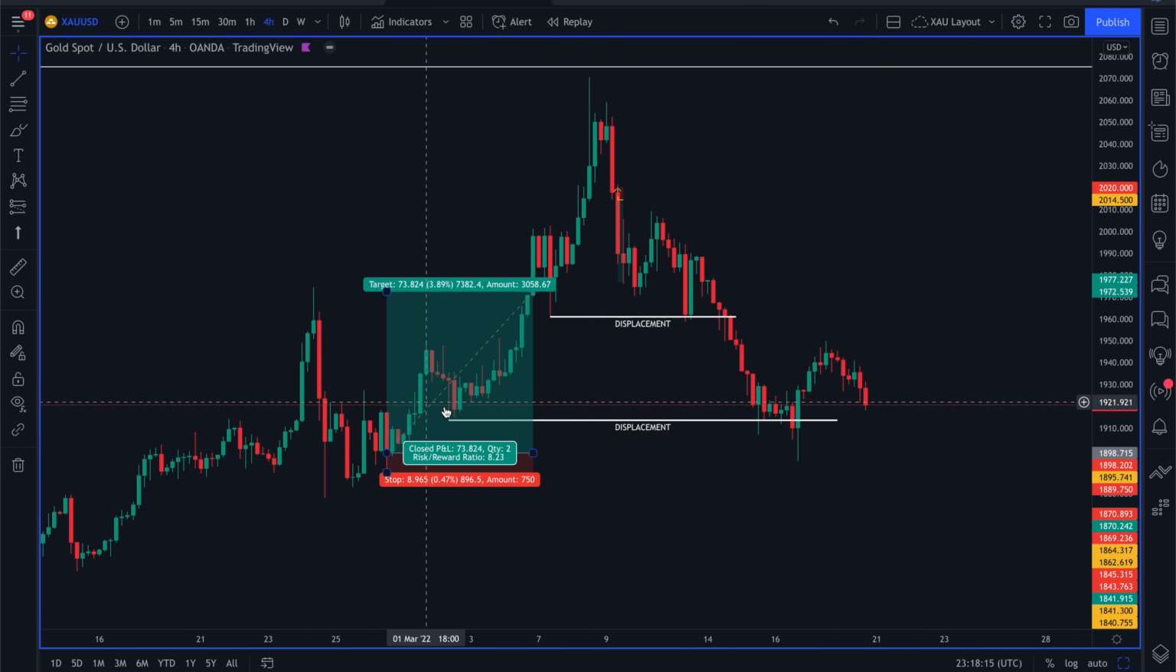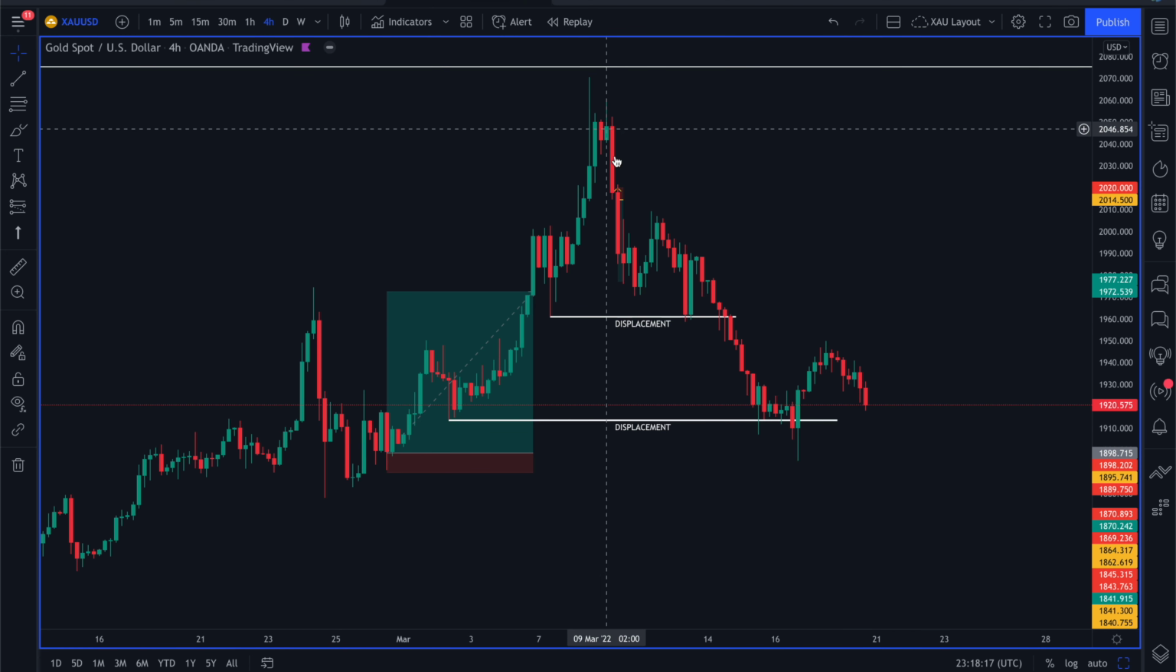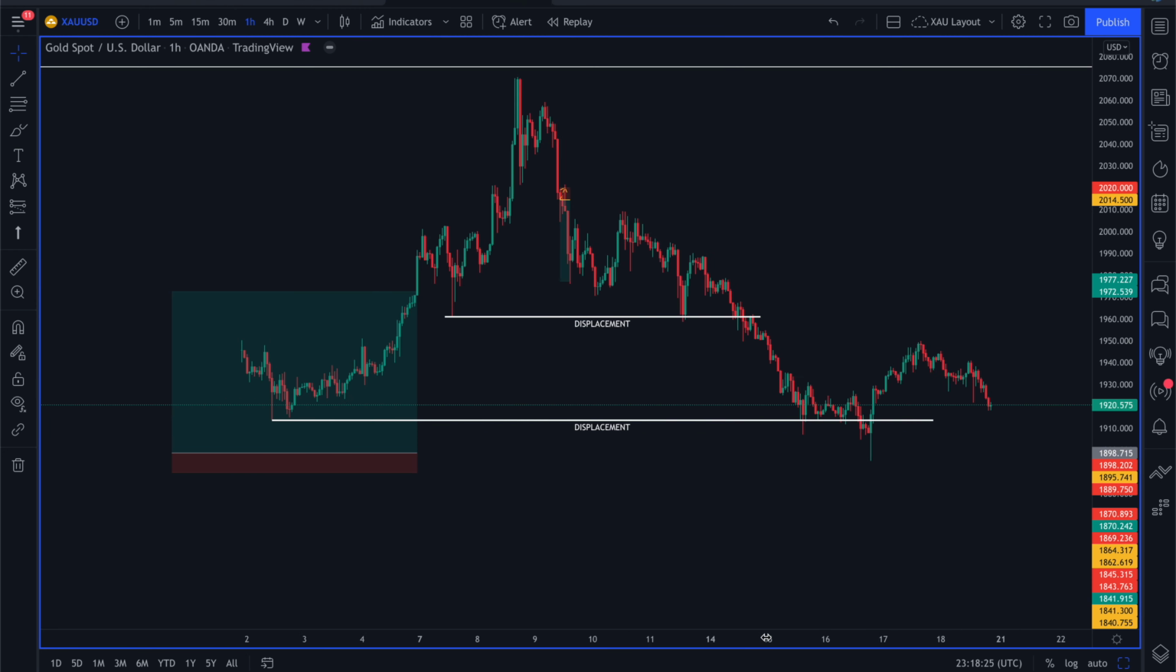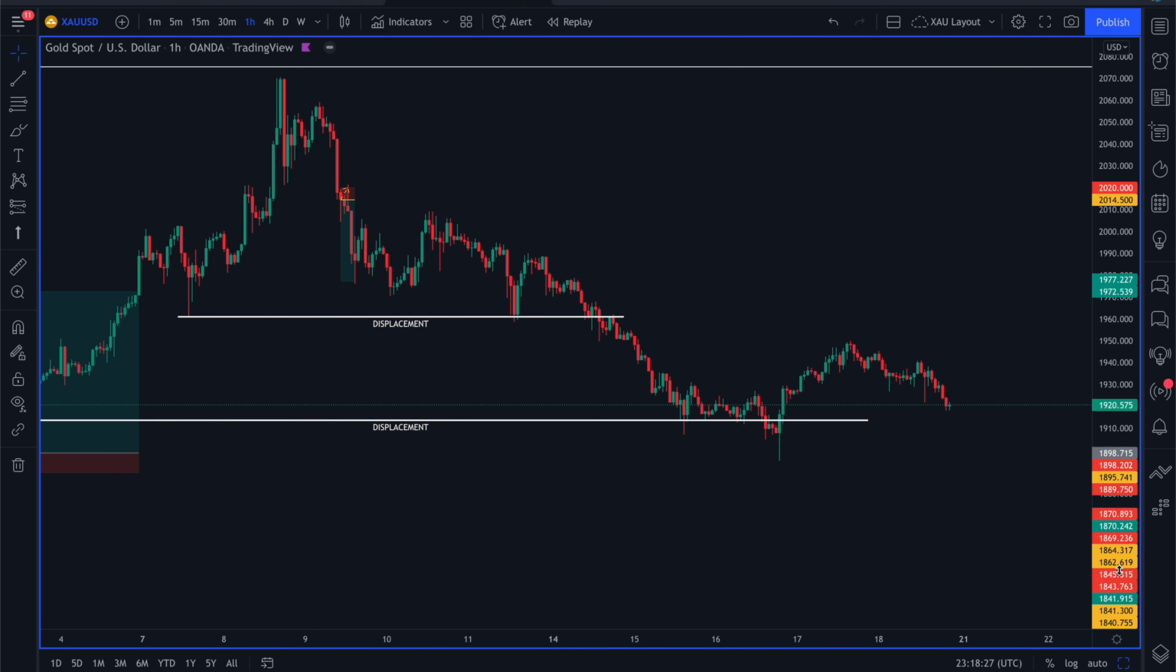As we can see here, price trailed up in a bullish manner. It has come down, tapped into this low, and then gone on to break it. So that was our first piece of confluence that price could be looking to move lower.